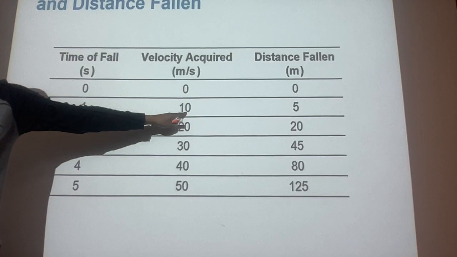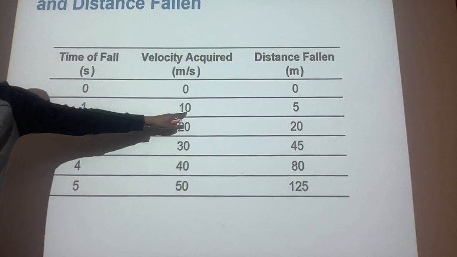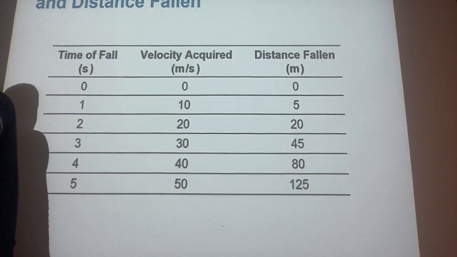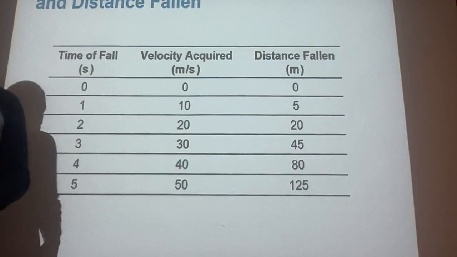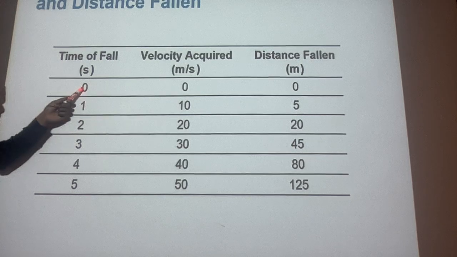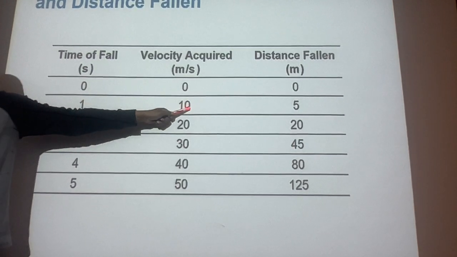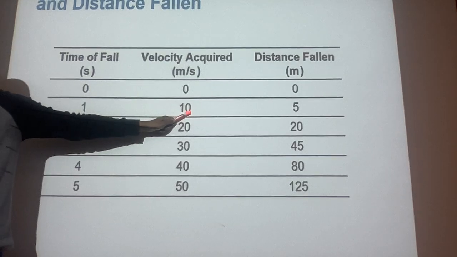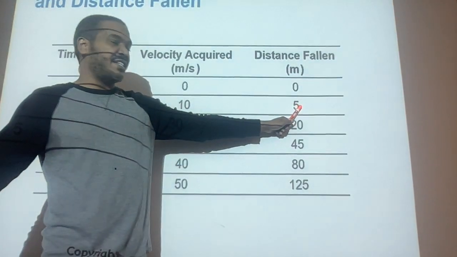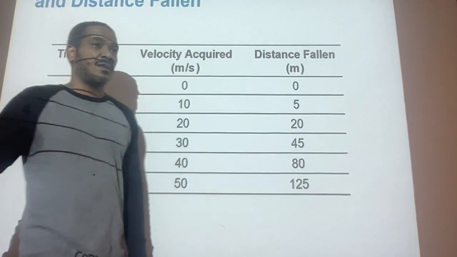10 what? Not milliseconds. Meters per second. Milliseconds is a unit of time. I asked you how fast, right? Velocity, that's what it's saying. It's saying that after 1 second, the object is now traveling 10 meters per second, and it's covered a distance of 5 meters.